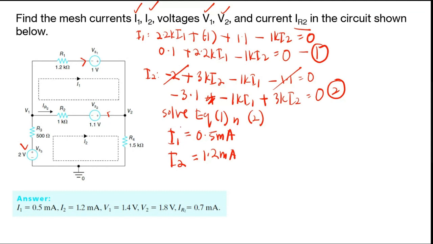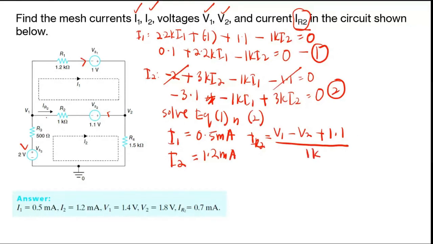So you already have the mesh current for I1 and I2. So now let's find the IR1 here. Okay, IR2. IR2 is in these directions, right? So you can find IR2 is actually equal to V1 minus V2, V1 minus V2 minus -1.1, where it will be plus 1.1 over 1K.